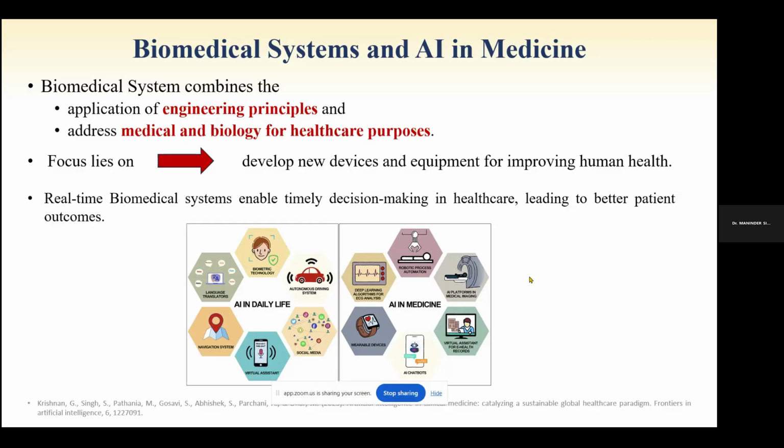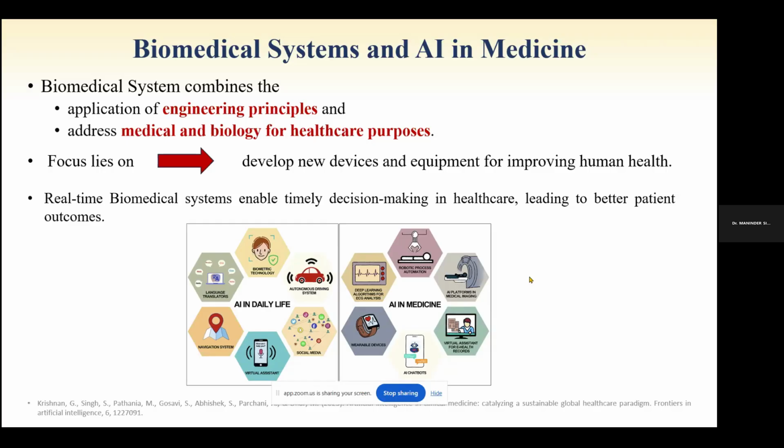Moreover, with AI in healthcare we are moving to robotic automation, and through virtual assistants we are managing e-health records. So what I need to say is that artificial intelligence is basically reshaping the overall biomedical systems, because previously these biomedical systems were mostly passive in nature.